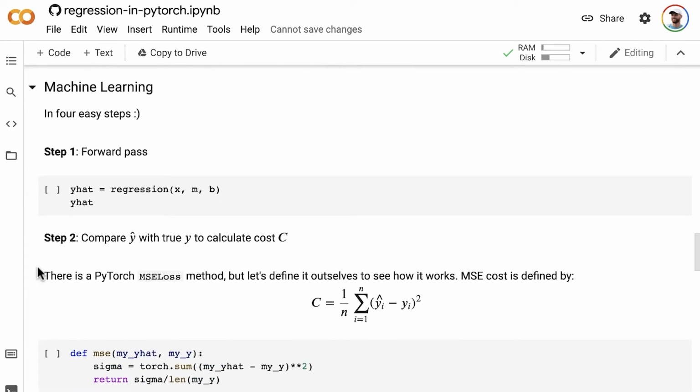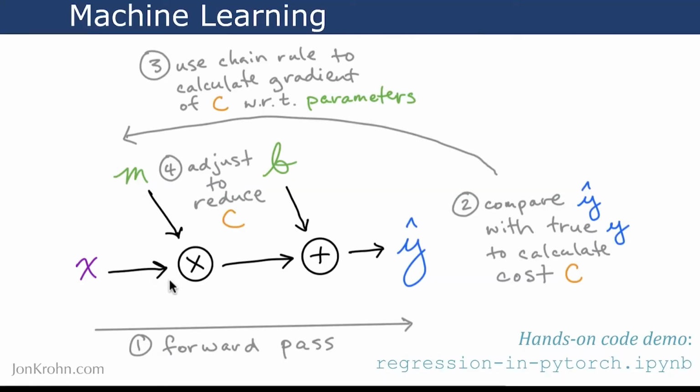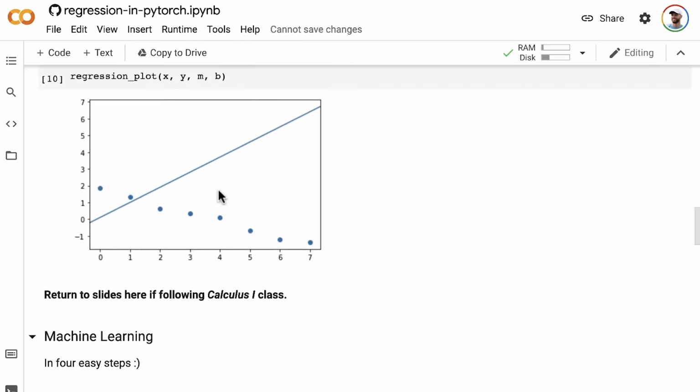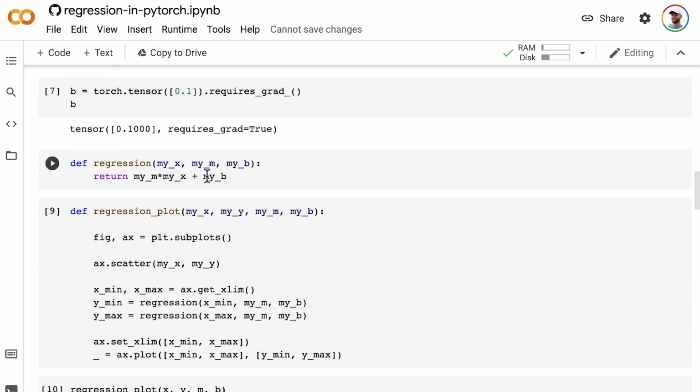So step 1 from the slides was that forward pass. The forward pass is this one here where we're feeding our input x as well as our model parameters, in this case m and b, and we're allowing those to produce our output from the model. And in this case, that's going to be y hat. We already defined our regression function earlier. That's simply m times x plus b.